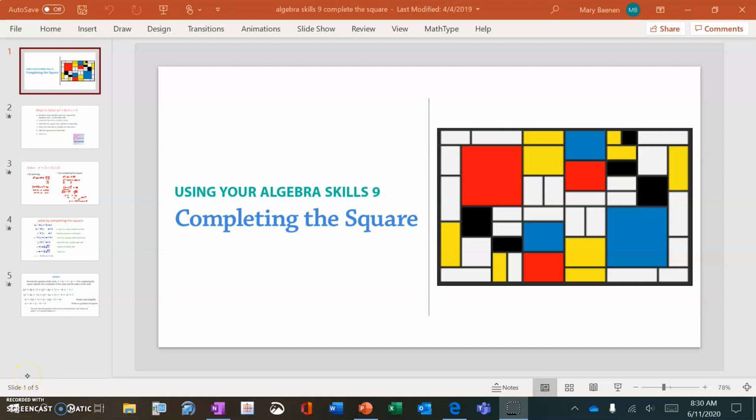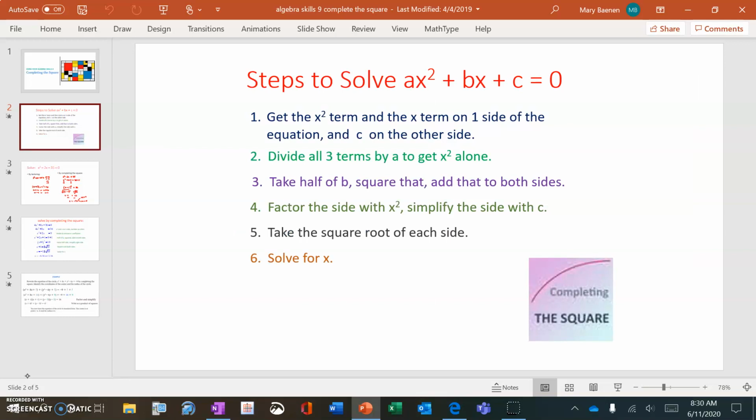This is Accelerated Geometry, and the lesson for today is an Algebra Skills Review in Chapter 9. It's called Completing the Square. Completing the square is a technique that is useful sometimes in solving quadratic equations. The steps to solve this quadratic equation, ax squared plus bx plus c equals 0.